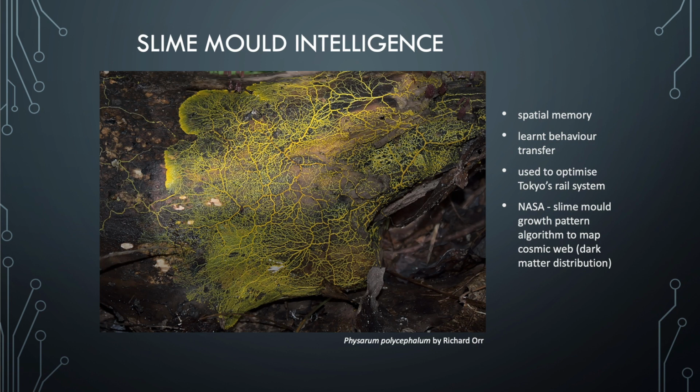For example, Tokyo's rail system, which spans about 36 different cities, a very big network. When oatmeal, the slime mold's food, was placed at various points to mark the stations of Tokyo's rail system, the slime mold was able to replicate an almost exact copy of the system that humans have come up with. In fact, it optimized some areas where there were blockages in the system. So the slime mold had solved and increased the potential of Tokyo's rail system.